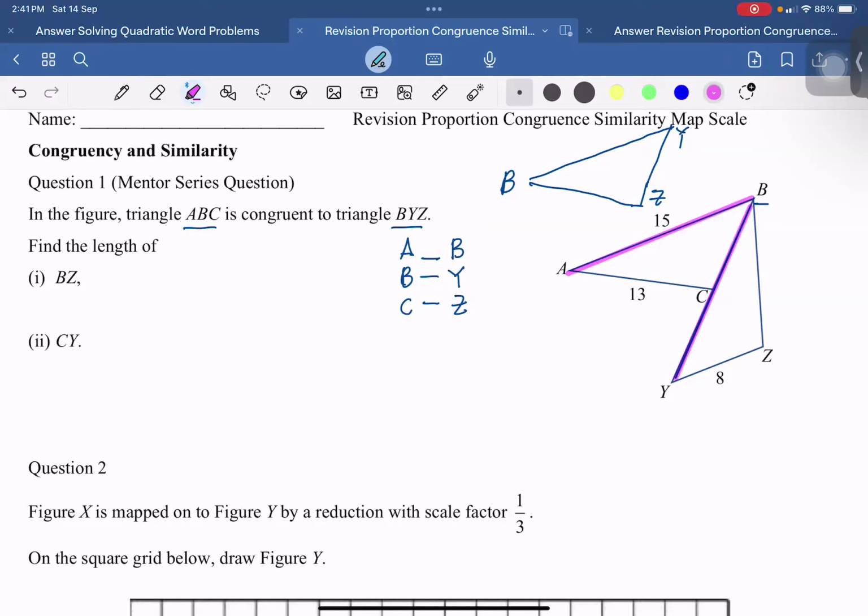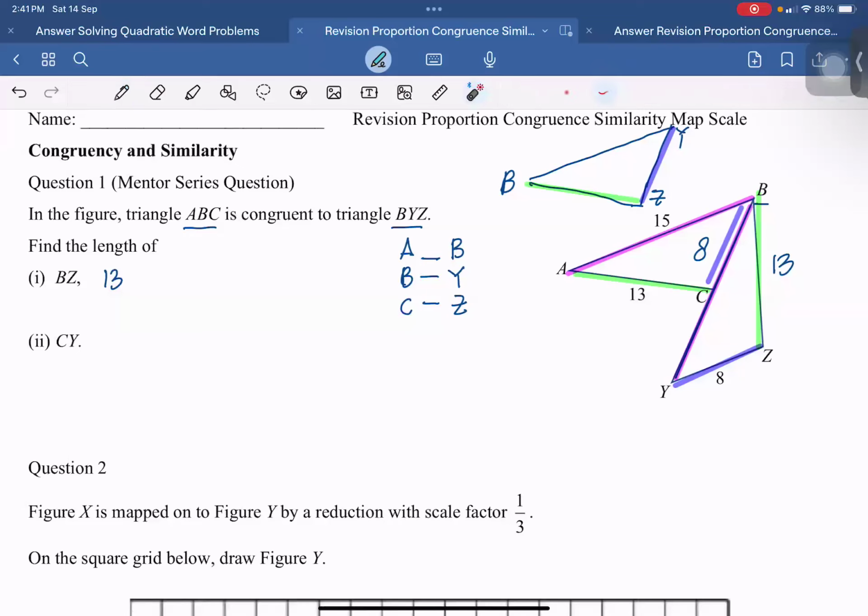BY is 15. Then AC is the same as BZ. BZ is here, so this part will be 13. And I know this one over here, YZ is 8. YZ is 8. That means B to C is also 8. So this portion is 8. In this case, the question asked me to find the length of BZ. Immediately, I got BZ equals 13.